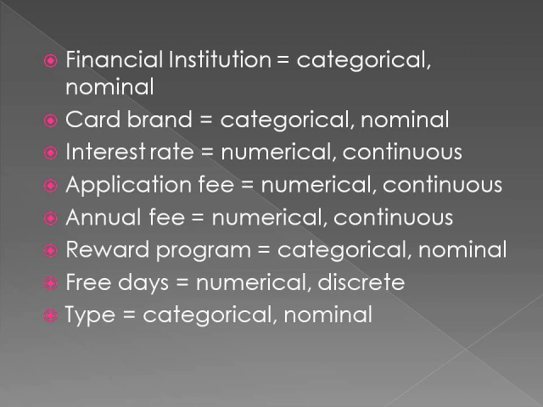And the last column, type, we have B for bank, C for credit union, O for other. This is clearly categorical.